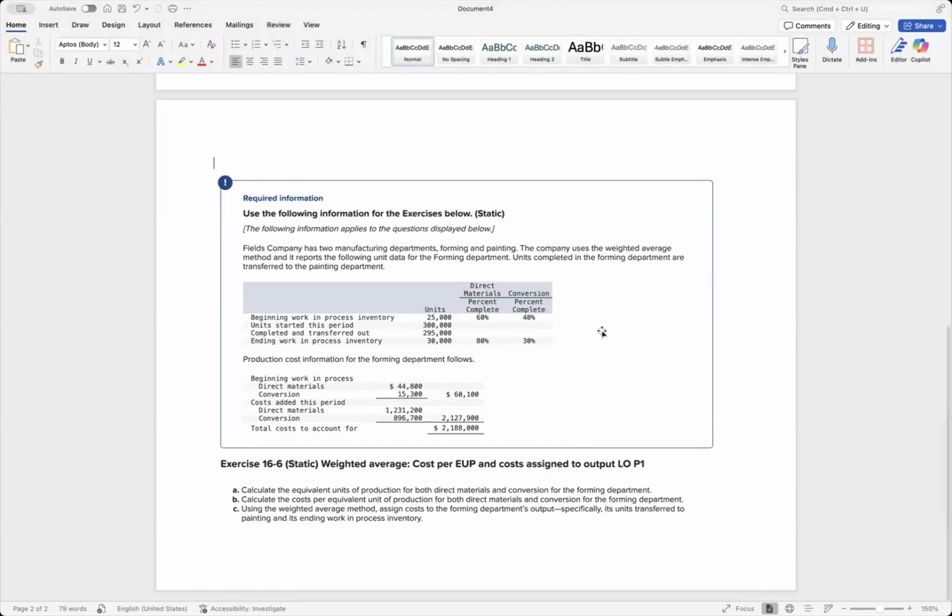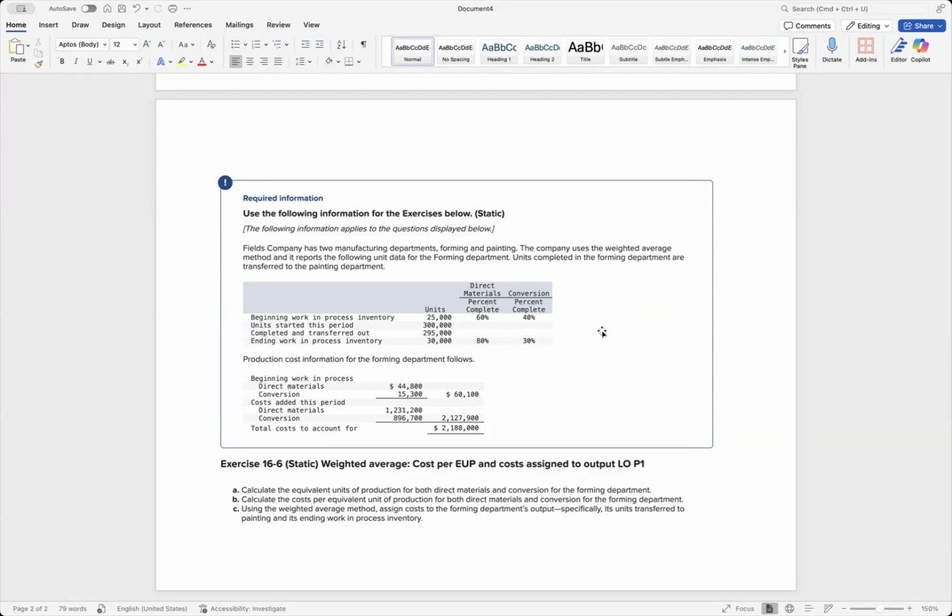So let's get to it. Question 3 says, Field's company has two manufacturing departments, Foreman and Payton. The company uses the weighted average method and it reports the following unit data for the Foreman department. Units completed in the Foreman department are transferred to the Painting department. And then it gives you a whole bunch of information.